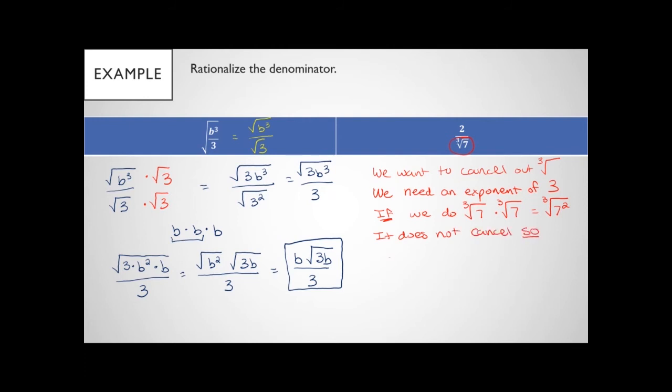So what we do instead is multiply it by 7 squared, because then we have 3 of them, and that will now cancel out. So you're trying to make up the difference. You need to get it so that the exponent matches the root. That is why we're going to multiply this by the cubed root of 7 squared instead.